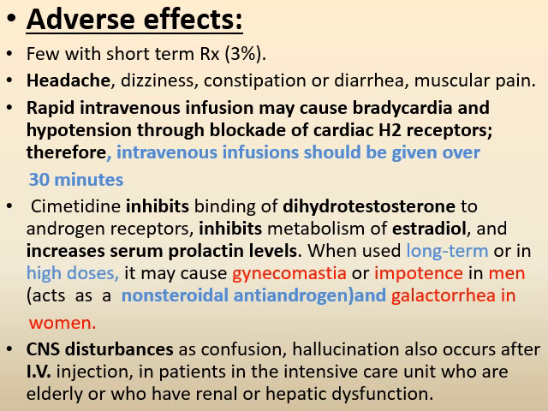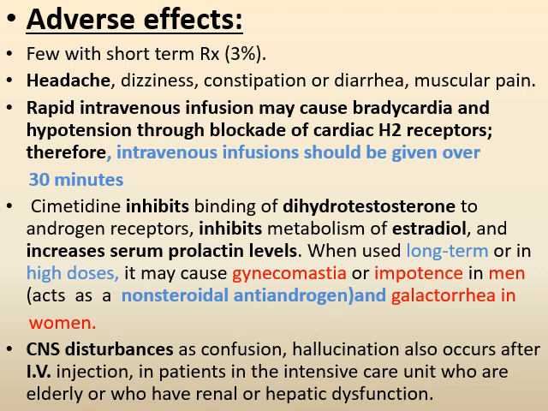Also, cimetidine acts as a non-steroidal anti-androgen. How? It will inhibit the binding of dihydrotestosterone to androgen receptors. At the same time, it inhibits the metabolism of estradiol and increases serum prolactin level. So, in males, it will cause gynecomastia and impotence if the drug is used for a long time. And in females, it will cause galactorrhea.